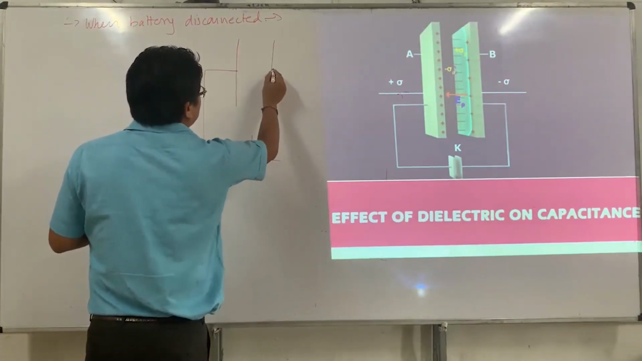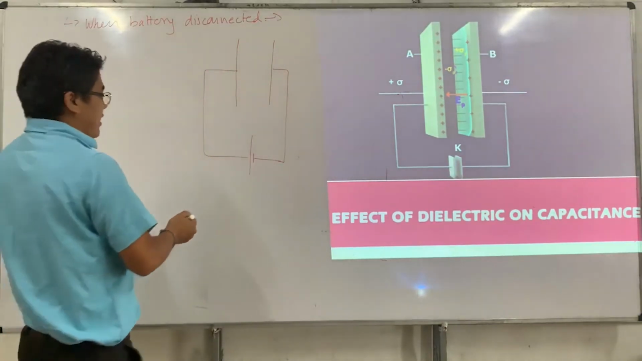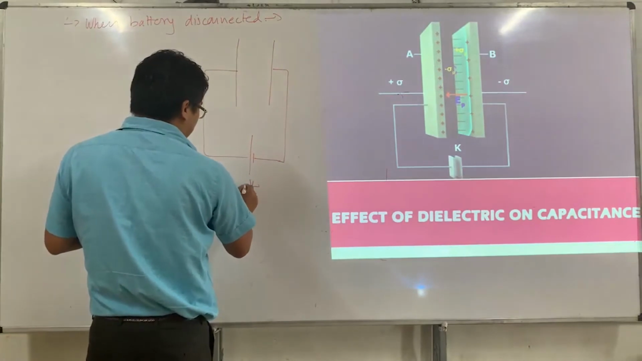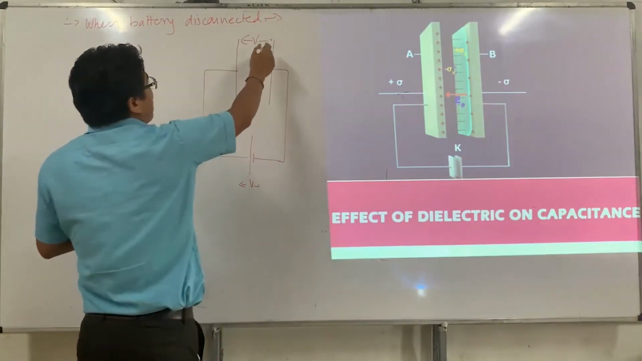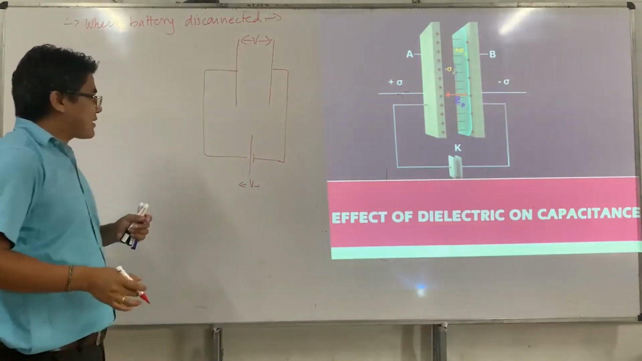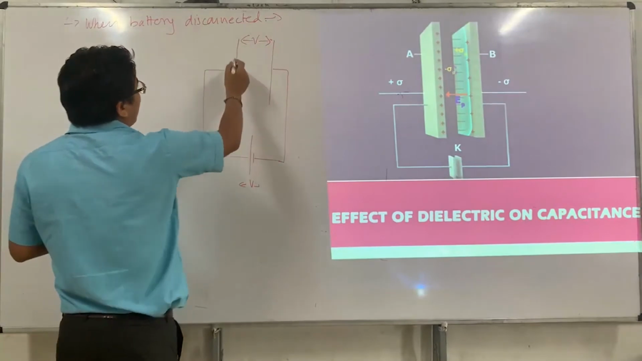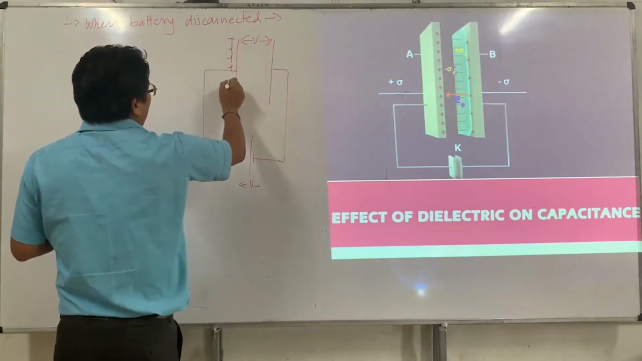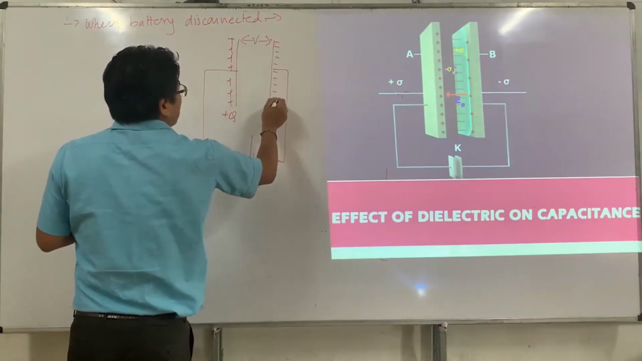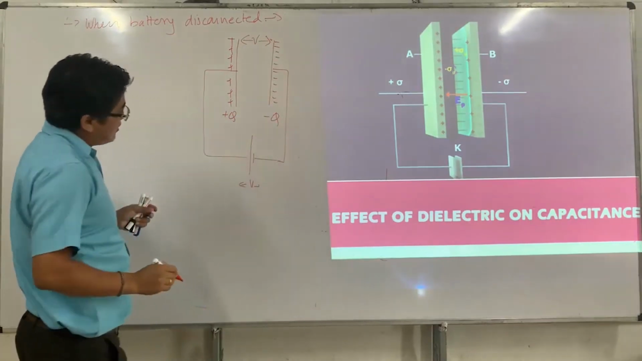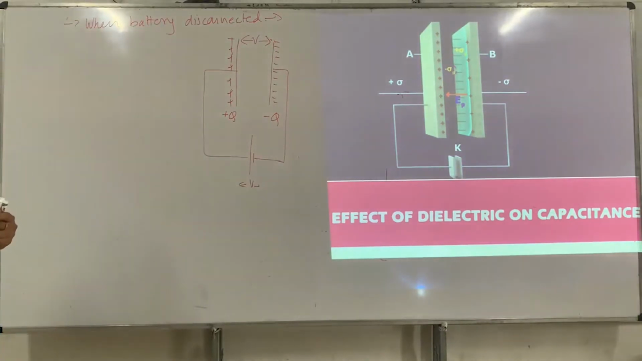What do you mean by battery is disconnected? I connect this battery, potential difference is V across this. With this potential difference V, charging of the capacitor takes place until the potential is equal to V. So this is going to be a positive charge, this is going to be a negative charge, and the potential difference is going to be V. This is how charging takes place.